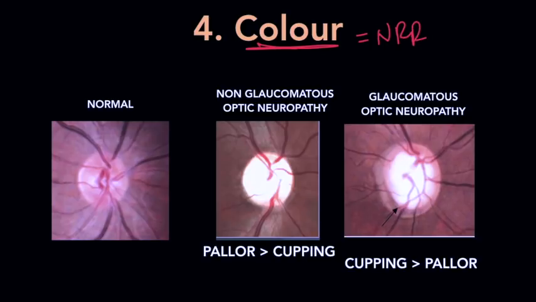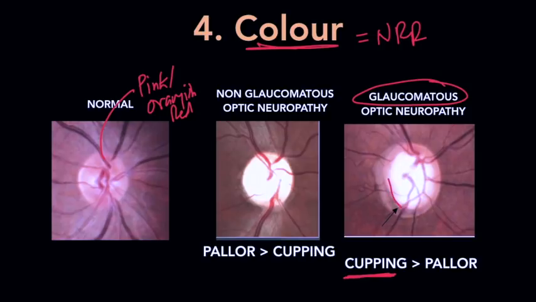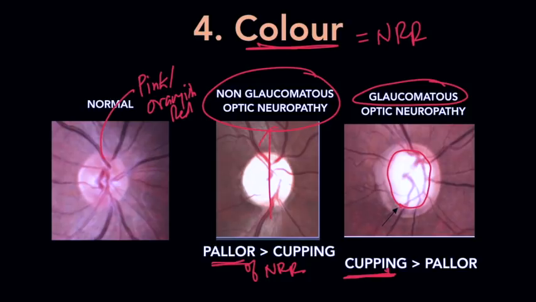Normally the color of the neuroretinal rim is healthy pink, or orangish red in color. It is a normal color. But when there's glaucoma, more cupping is seen. The cup size is more, therefore it looks as if the pallor is more. But in fact, the pallor of the neuroretinal rim is not there in glaucoma. When you have a pallor of the neuroretinal rim, that is indicative of a non-glaucomatous optic neuropathy damage. So pallor more than cupping is indicative of a non-glaucomatous cause. Cupping more than pallor is indicative of glaucoma. Very, very important point to understand.